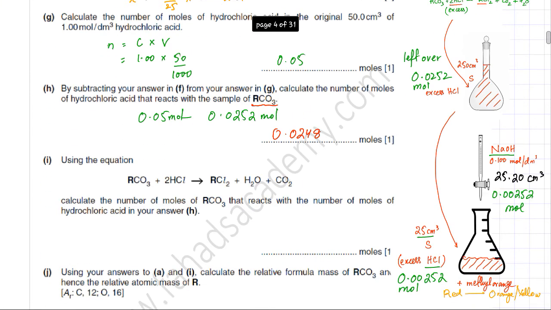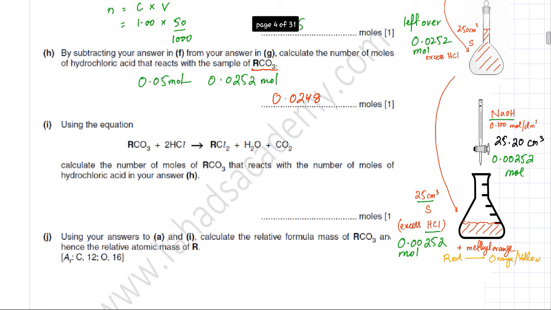Now moving to the next part, we found the amount of moles of HCl that are reacting with RCO3, which are 0.0248 moles. So now he's asking, calculate the number of moles of RCO3 that react with the number of moles of hydrochloric acid. So we know the moles of HCl that are reacting with RCO3. We now need to find the moles of RCO3. So according to this equation, the ratio in which they're reacting is 2:1. So it's 2 HCl's react with 1 RCO3. So if you had 0.0248 moles of HCl, what would be the amount in moles of RCO3?